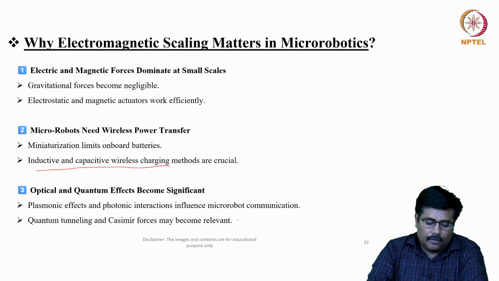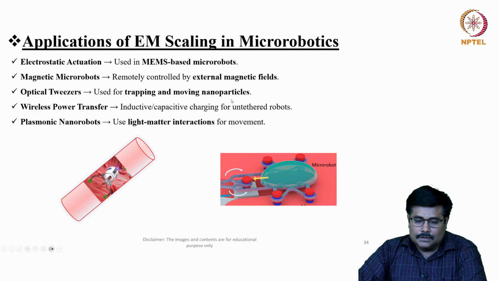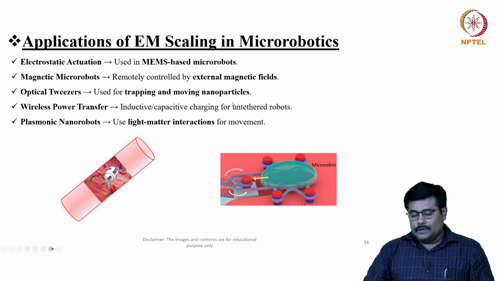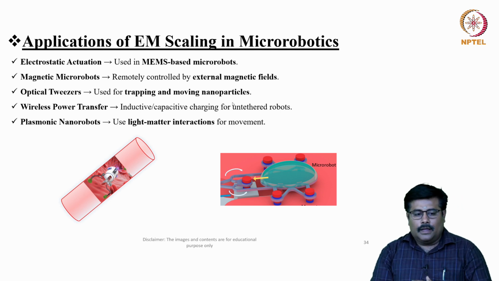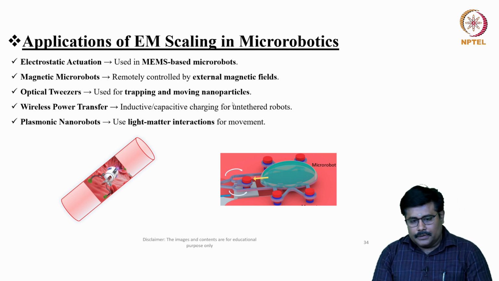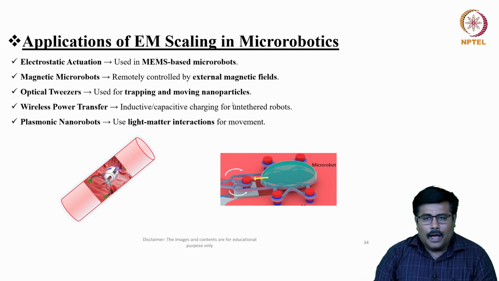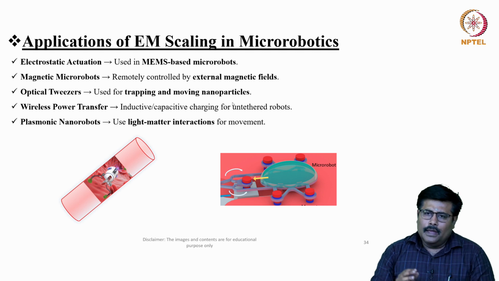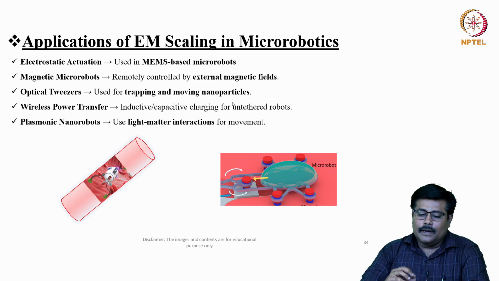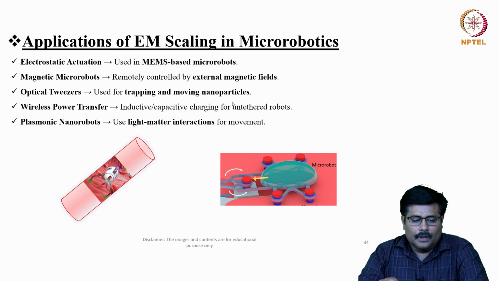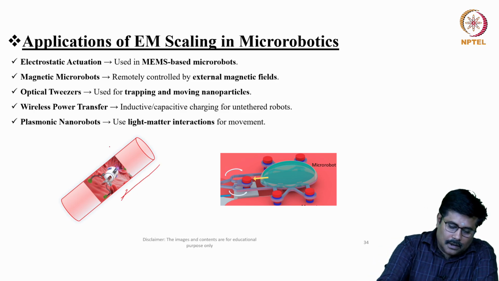In addition, there is quantum tunneling and Casimir forces, which may also become relevant for micro robotic applications. When we look into the application of electromagnetic scaling in micro robots, electromagnetic actuation, which is highly used in MEMS-based micro robots, is a key consideration. With reference to magnetic micro robots, one of the key advantages is that they can be remotely controlled by an external magnetic field.